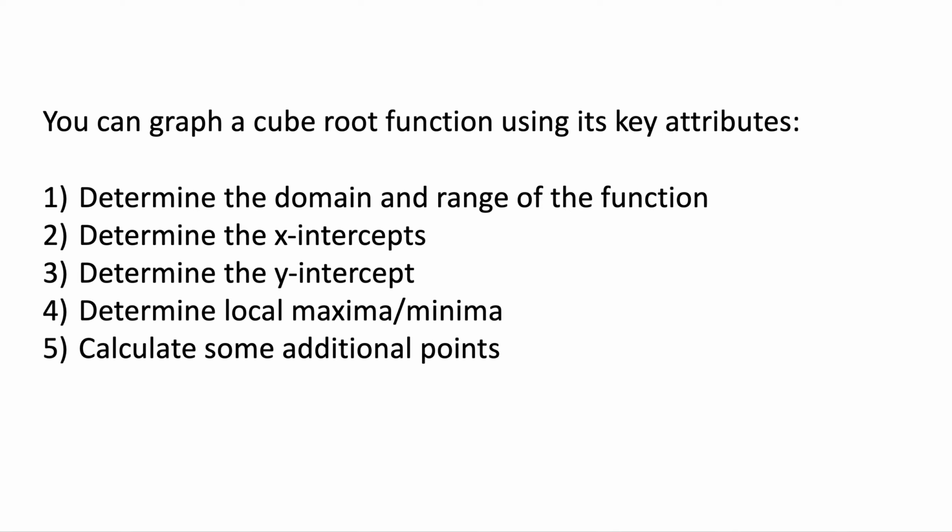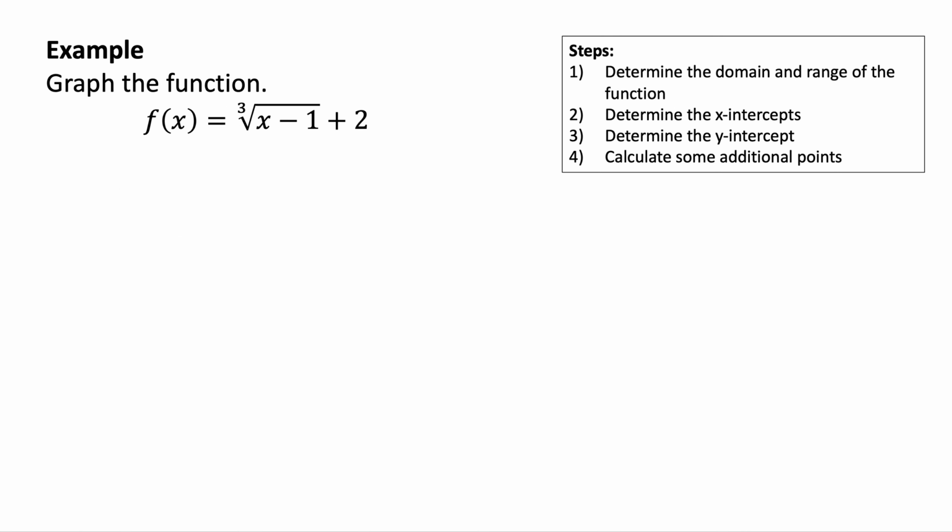So now we can graph a cube root function using its key attributes. You can determine the domain and range, determine the x-intercepts and the y-intercept, any local maxima or minima, and then plot some additional points. So let's try graphing this function f of x equals the cube root of x minus 1, plus 2.